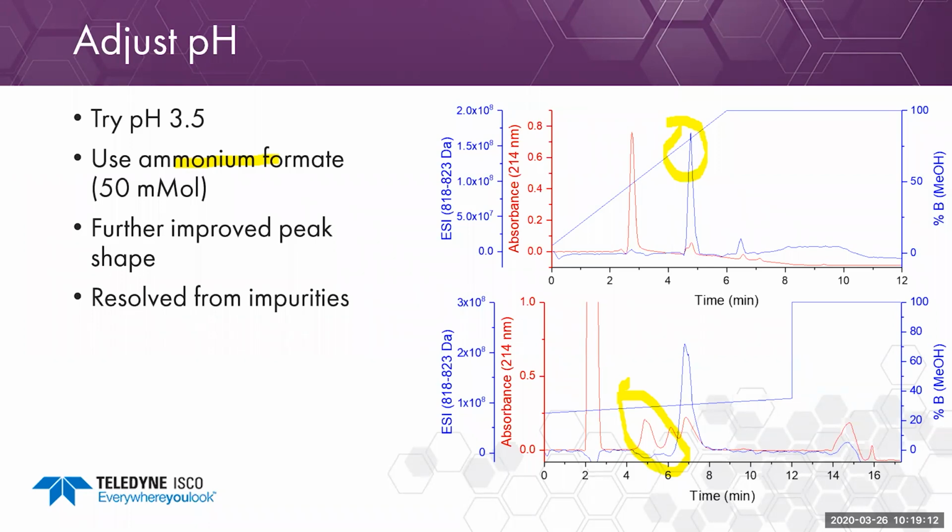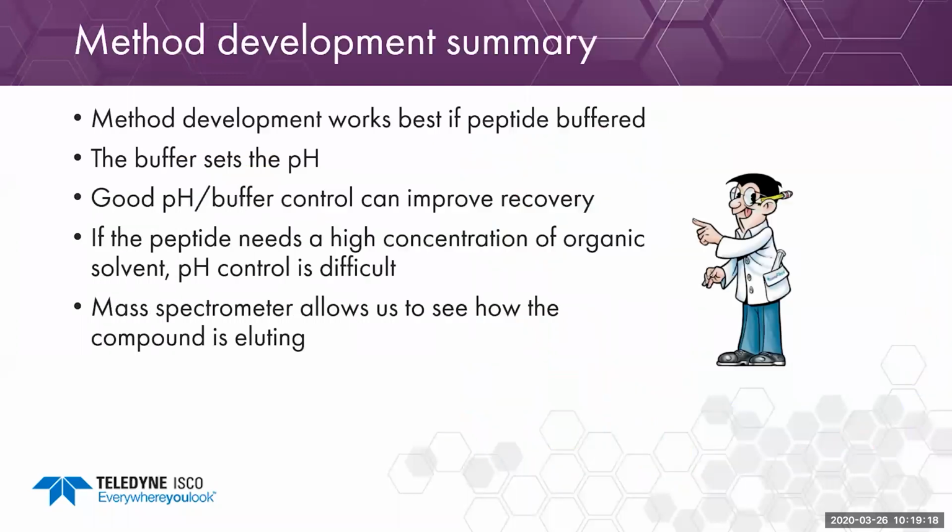I have improved yield because everything's coming out as a single peak, which I can then collect. So the method development summary is: method development works best if the peptide is buffered. The buffer sets the pH, and good pH and buffer control can greatly improve recovery because everything is in a single peak.